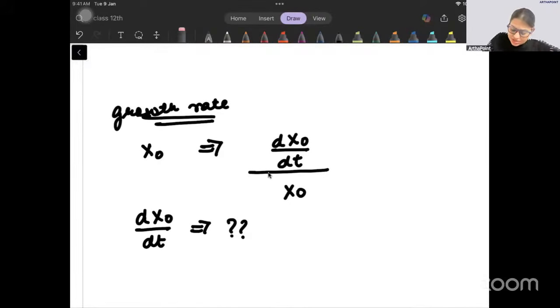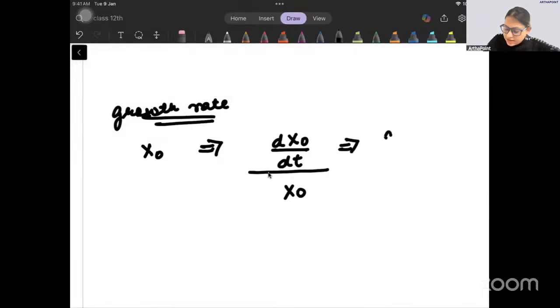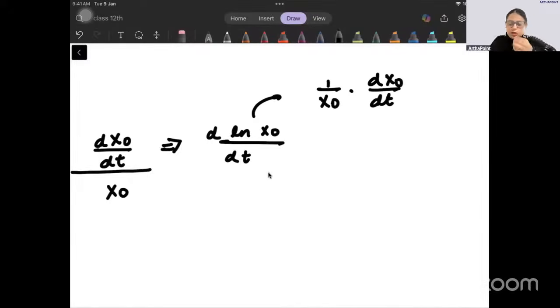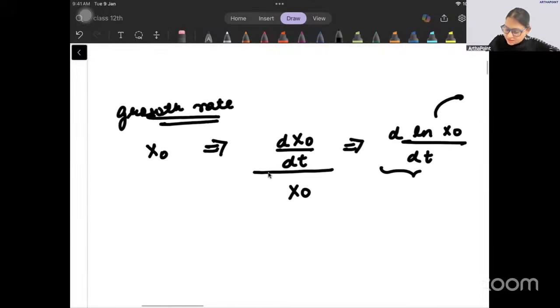ठीक है. इसी चीज को, इसी ग्रोथ रेट को we can also represent this as d ln x naught by dt. So जब हम log of x naught को differentiate करते हैं with respect to time, because how do we differentiate log? What is the property of log? That it will be 1 by x naught dx naught by dt, isn't it? So then this will become dx naught by dt by x naught. So we can also rewrite this as this.